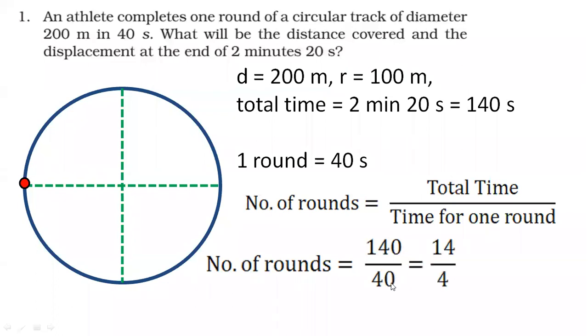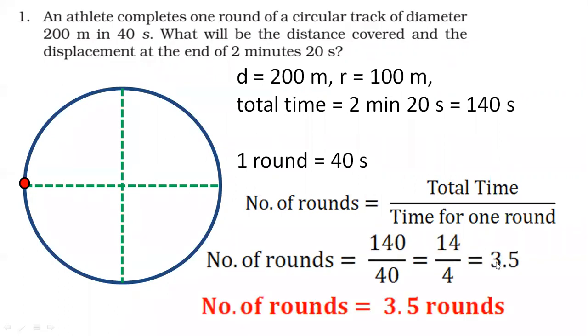Now the 0s I can cancel. So it will remain 14 by 4. Again, I can divide by 2: 2 sevens are 14, so that would be 3.5. So 3.5 is the number of rounds. How many rounds did it take? 3.5. Give me a response in the chat box.